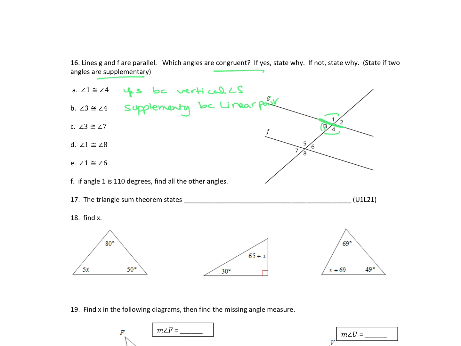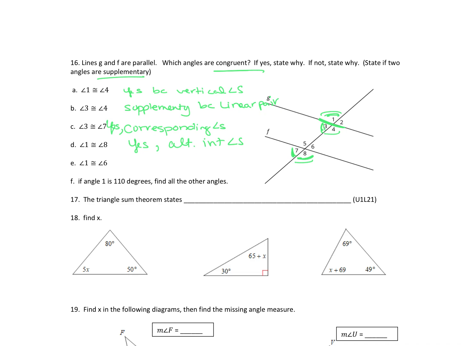3 and 7 are corresponding angles. Corresponding angles are in the same location. And so, yes, they are going to be congruent. So 3 and 7 are both the lower left angle, so they're in the corresponding positions. 1 and 8 are on either side of the transversal, and they are alternate interiors. So yes, they are congruent, and that's because they are alternate interior angles.